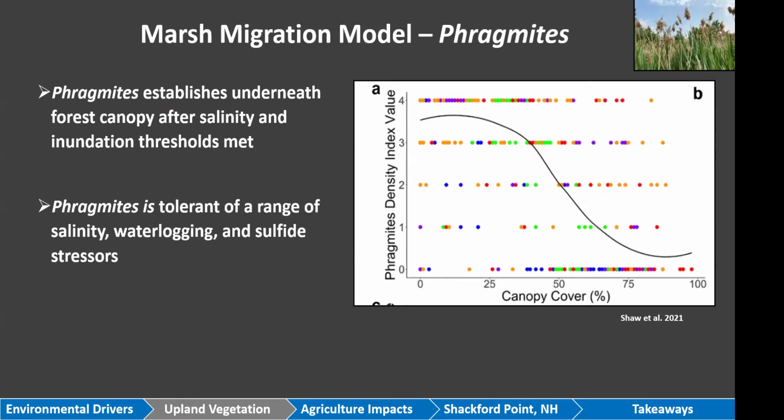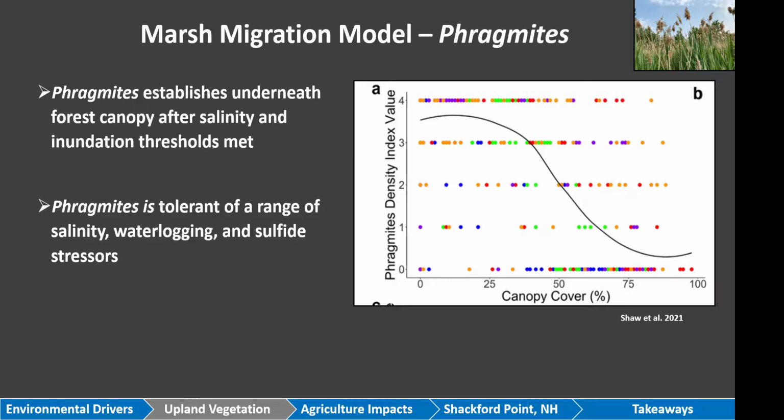And I know Shaw et al. 2021 did a great job looking at it. What they found was, looking at the prevalence of Phragmites, which is the y-axis on this graph, and tree canopy cover, which is the x-axis, that there was still a fair amount of Phragmites even at 50% shade cover, and there was even some at 75% shade cover.